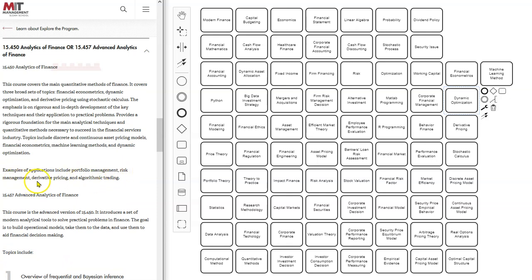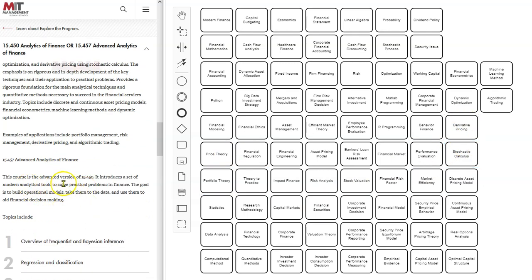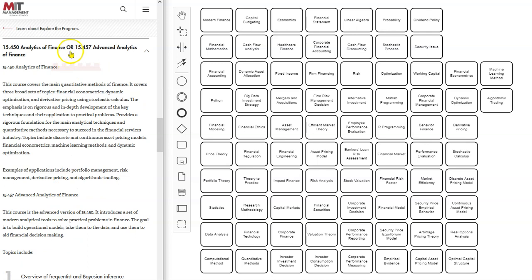Portfolio management, risk management, derivative pricing, algorithmic trading. Now we haven't done that one. Algorithmic trading. We got derivative pricing. All right, and then there's some advanced course. An operational model. Take them to the data and use them to aid financial decision making. Yeah, I'm not going to leave that one out. Alright, so that was that one.